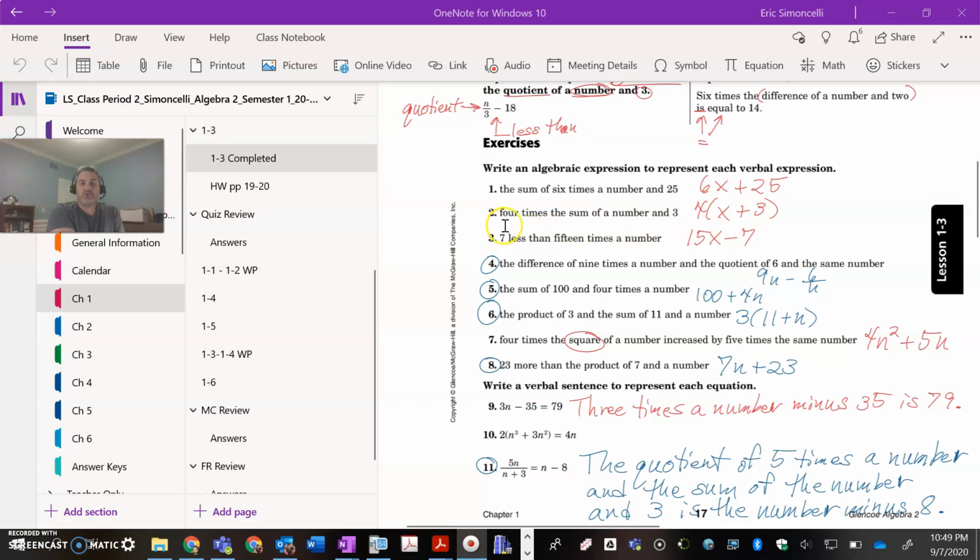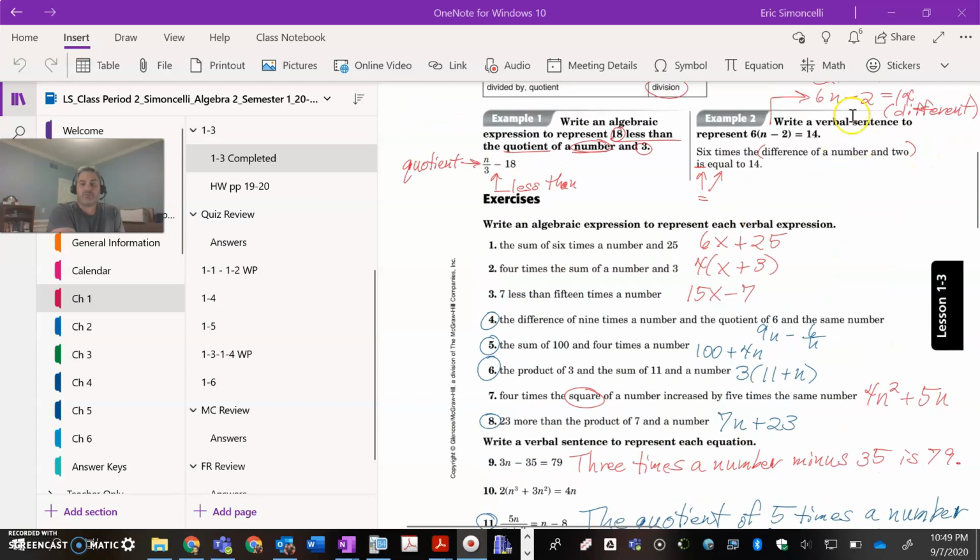Number 2, 4 times the sum of a number and 3. This actually relates nicely to example 2 from up above. So 4 quantity x plus 3. Be careful. If you don't put the parentheses in there, you're technically not speaking to 4 times the sum as a separate entity. Please note, you got to differentiate. So 4 and then parentheses x plus 3.